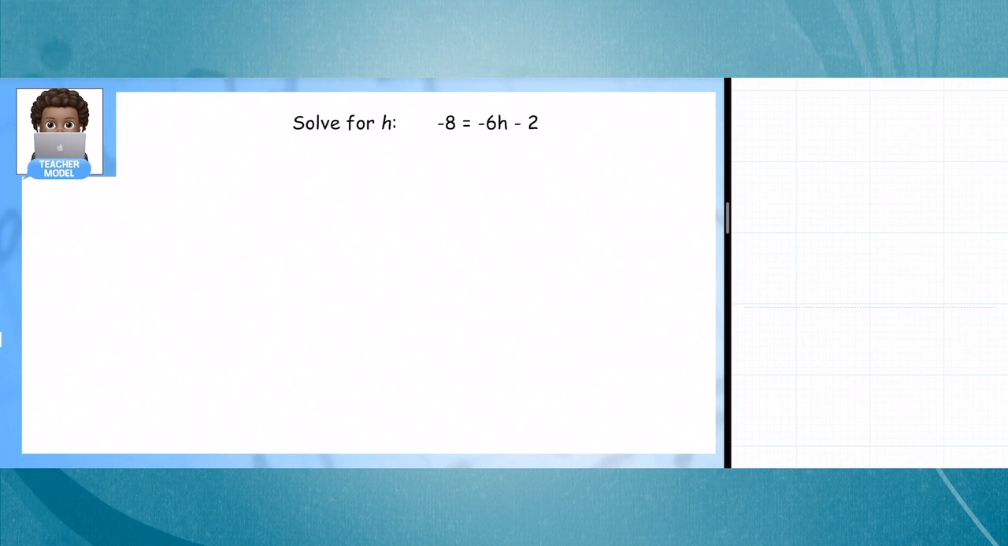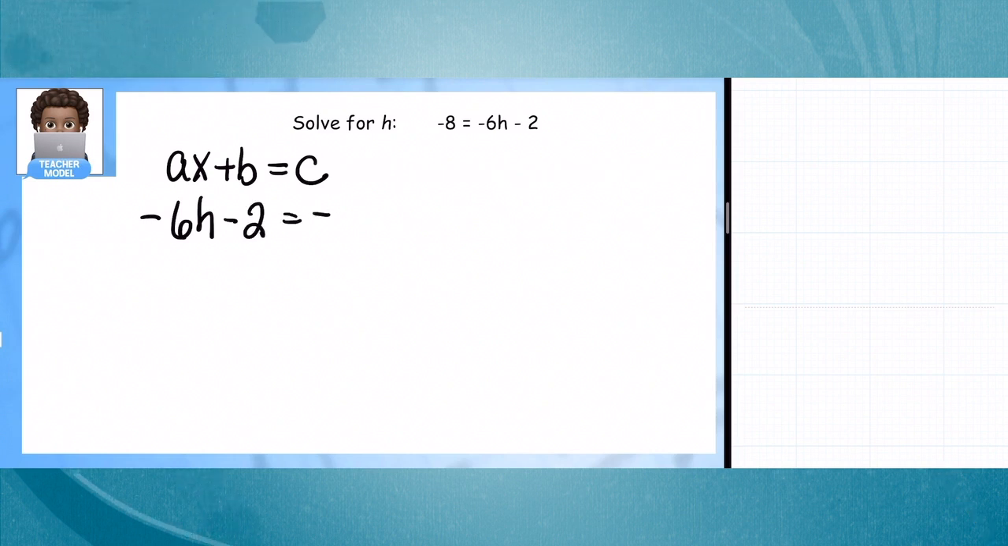But that's okay. What I tell a lot of kids is if you want to, you can put this into ax plus b equals c form. If that's helpful for you, do that. And just recognize, where do we have the coefficient and a constant? I have them right here. So negative 6h minus 2 equals negative 8. So if that's helpful for you, rewrite it into that form. It'll be fine. Now we're going to deal with our constant first.